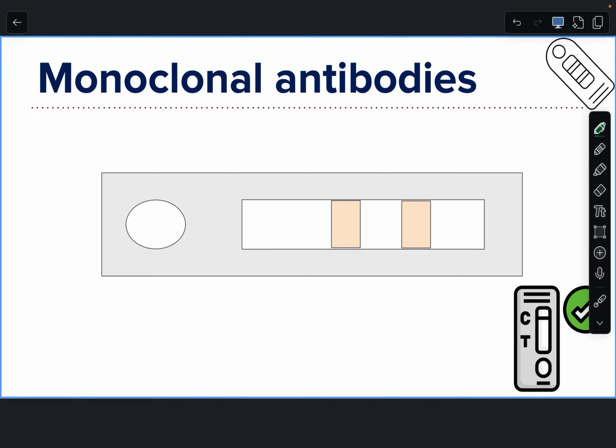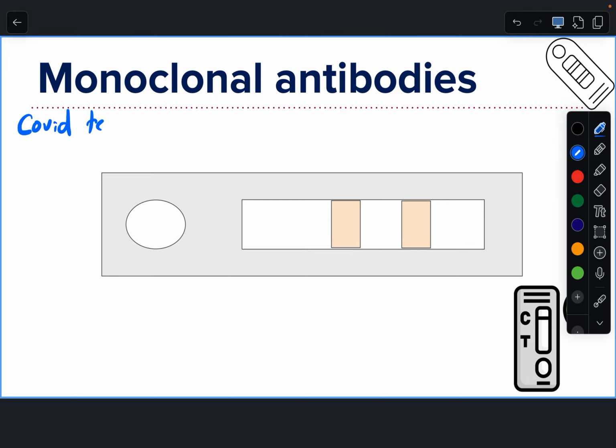So this example here is a simplified version of how a monoclonal antibody works. This could be a COVID test. They could talk to you about COVID tests, but I'd say more likely they'll talk to you about pregnancy tests. So one of the first examples of how monoclonal antibodies are used is in a pregnancy test. Okay? So this is what your monoclonal antibody test looks like. And you could also use this for drug tests, actually, which I'll talk about in a second.